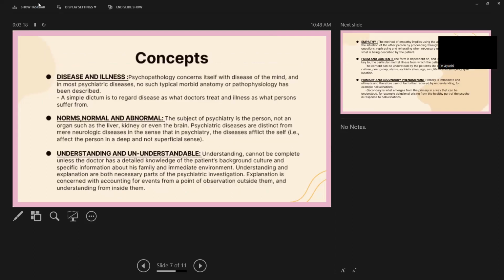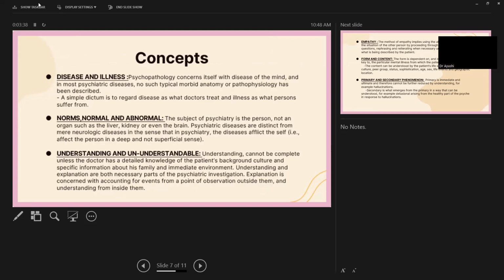Concepts of psychopathology, disease, and illness. Psychopathology concerns itself with the disease of the mind, and in most psychiatric disease, no typical morbid anatomy or pathophysiology has been described. A simple dictum is to regard disease as what doctors treat, and illness as what the person suffers from. Norms, normal, and abnormal.